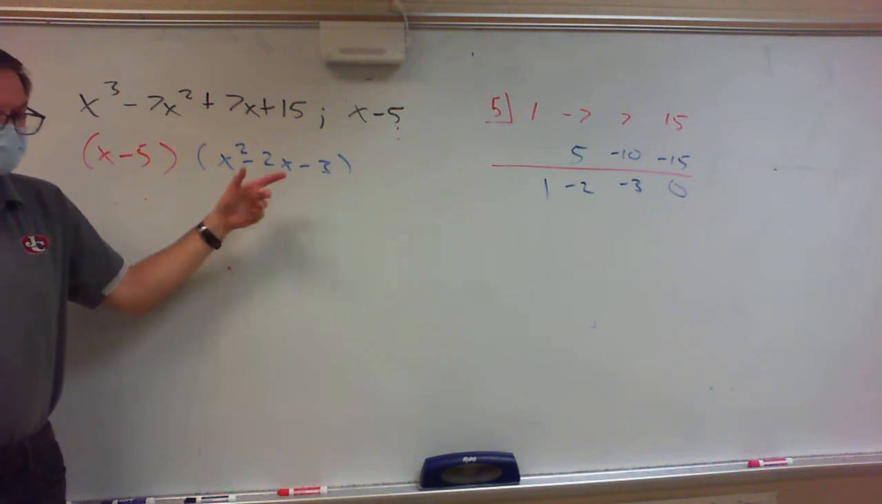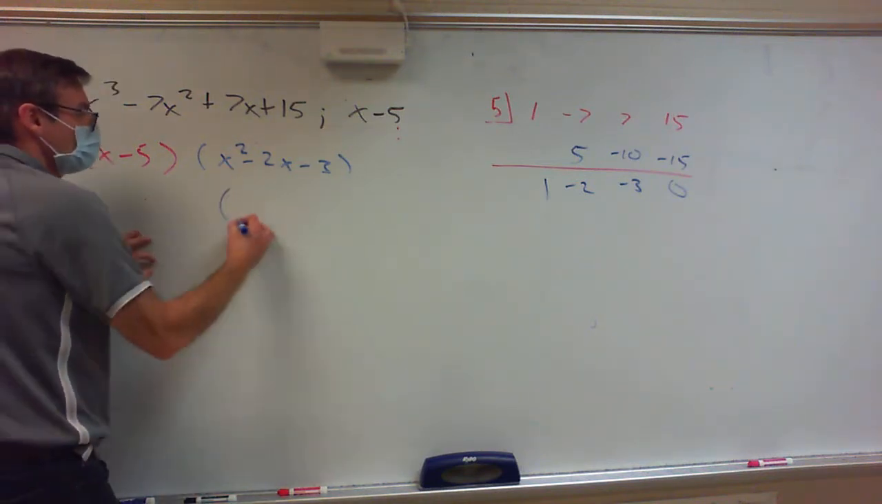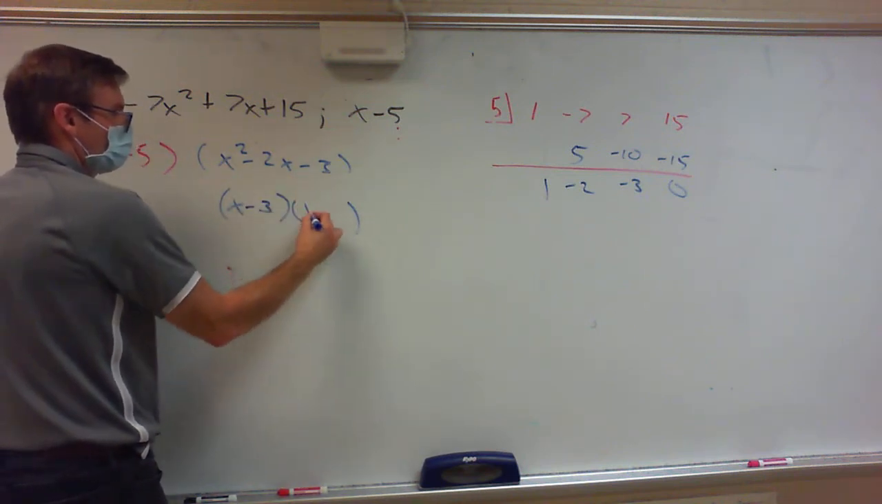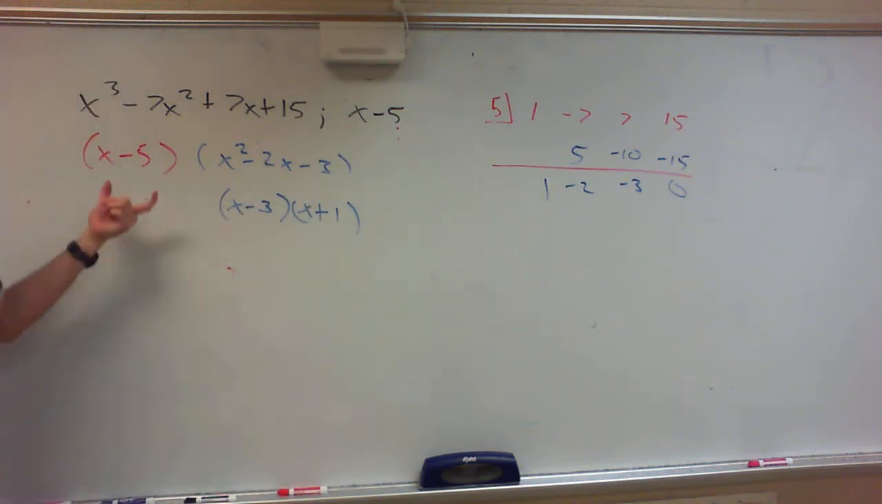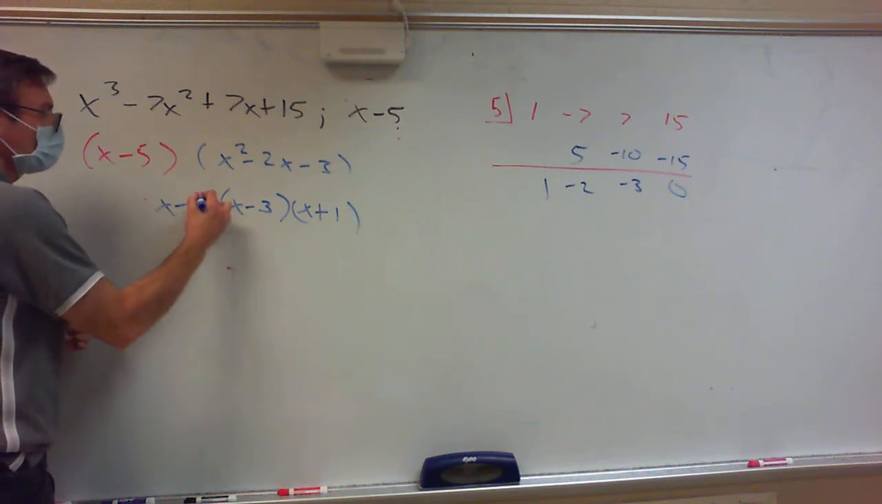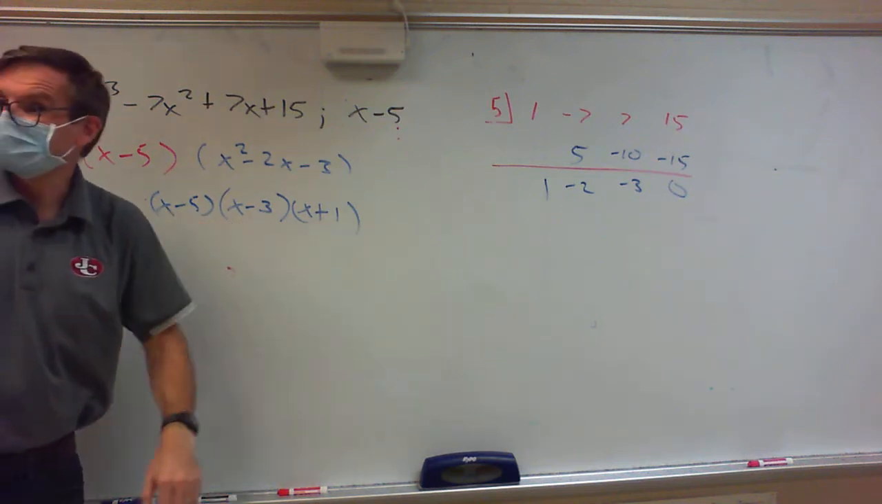Now you look at this and ask, well, can I factor that? It's a quadratic, you can factor it, so we're going to factor it. And that's going to factor as x minus 3 and x plus 1. Minus 3 plus 1 gives you -2. Remember that x minus 5? It's still here, and so we end up with x minus 5. So my goal was to start with this polynomial, and when I'm done, because it's degree 3, I better have 3 sets of parentheses.